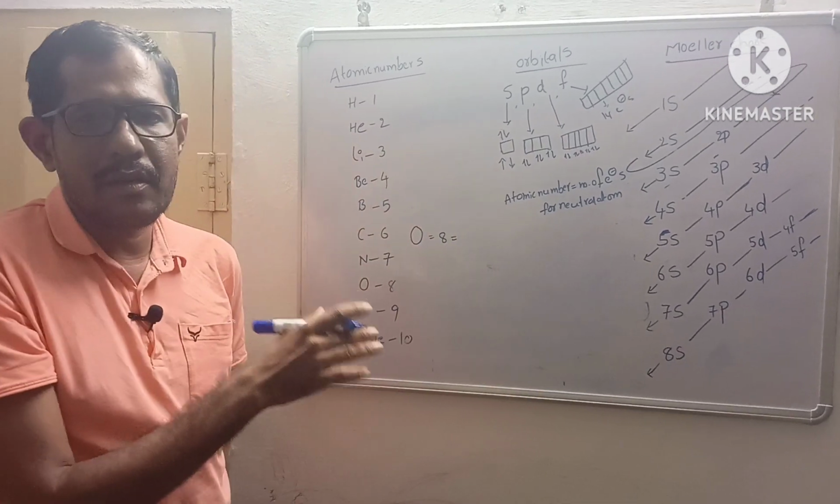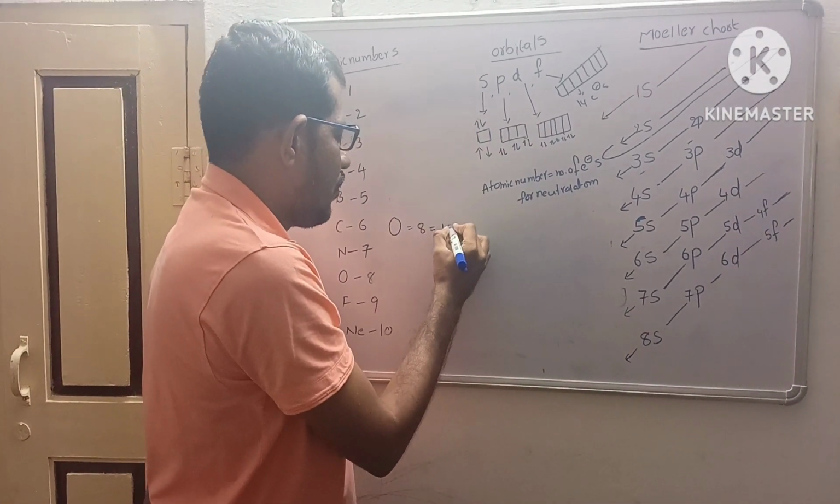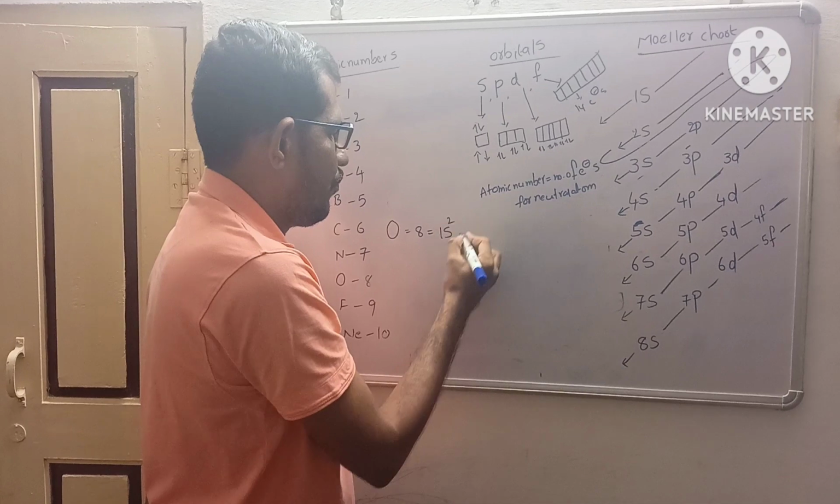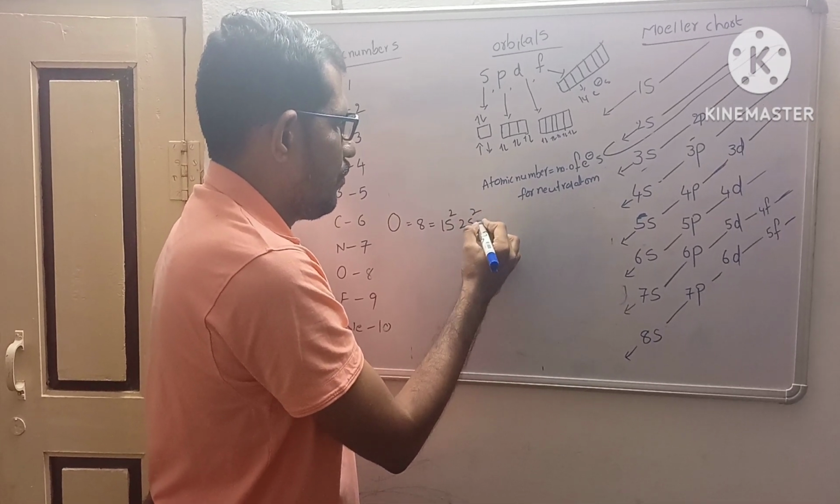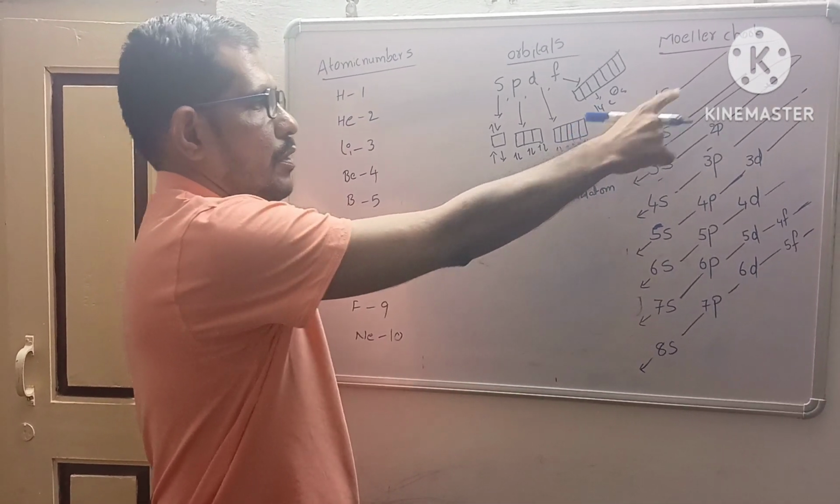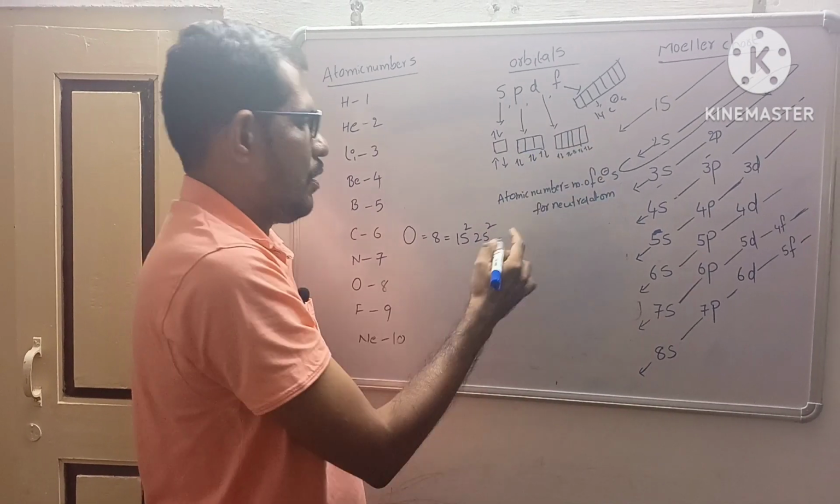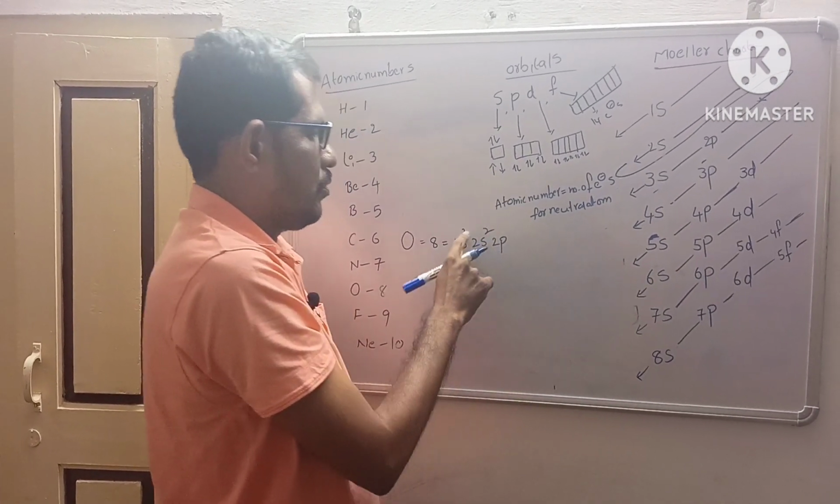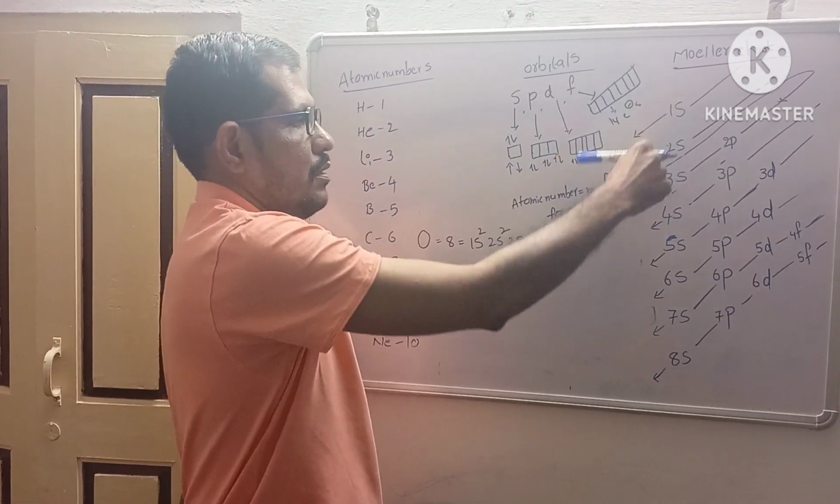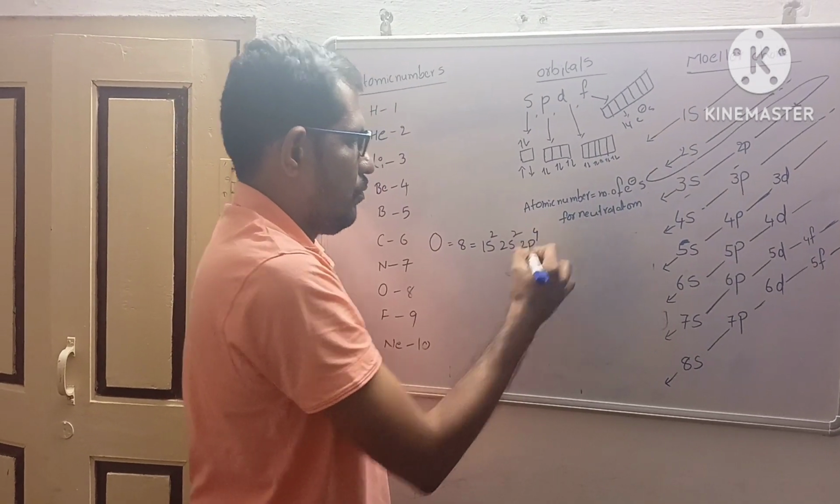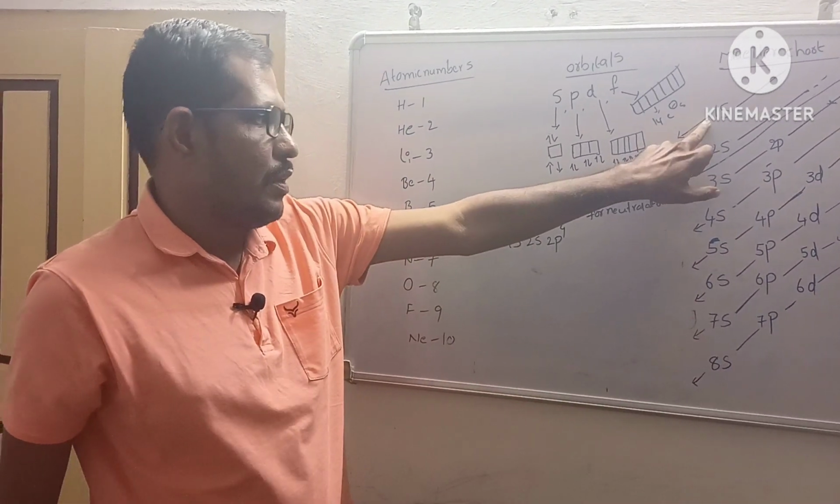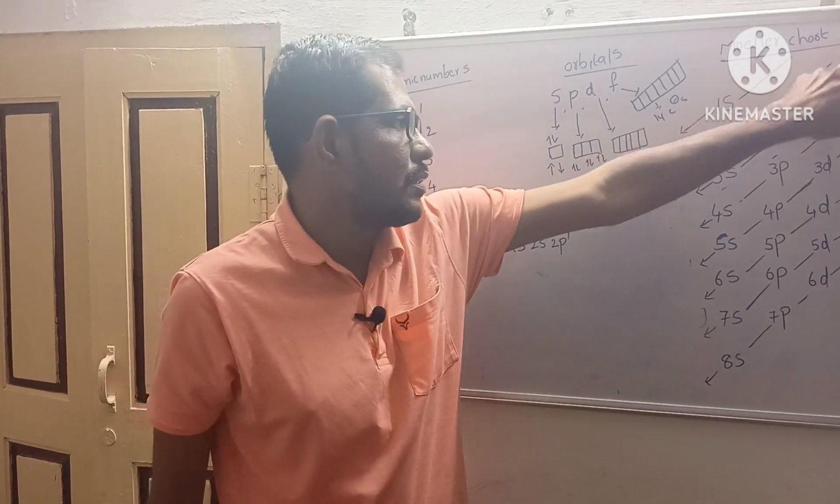I am going to write the electronic configuration for this. Write 1s2, 2s2. The 1s orbital holds 2 electrons, the 2s orbital holds 2 electrons, then 2p. So we are left with 4 more electrons: 1s, 2s, 2p, right? 2p4. I repeat, for oxygen, first write 1s.